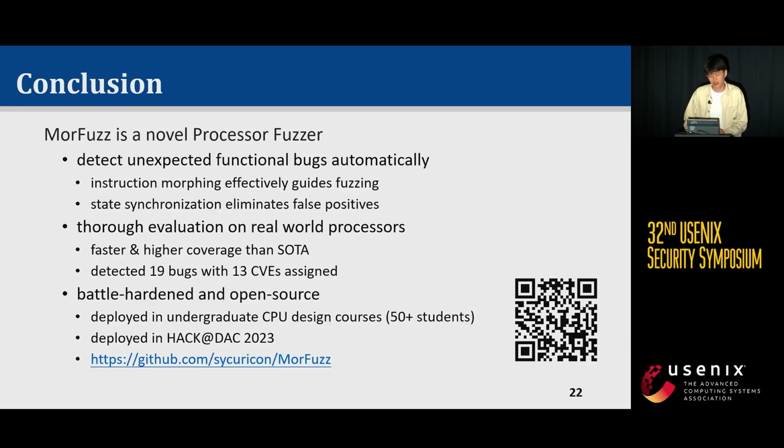In conclusion, MorFuzz proposes new techniques to dynamically fuzz processors and eliminate false positives. And MorFuzz detects previously undetected bugs in real-world processors and achieves better performance. Moreover, MorFuzz is open source and ready for you. You can get more detail from the QR code or the link.